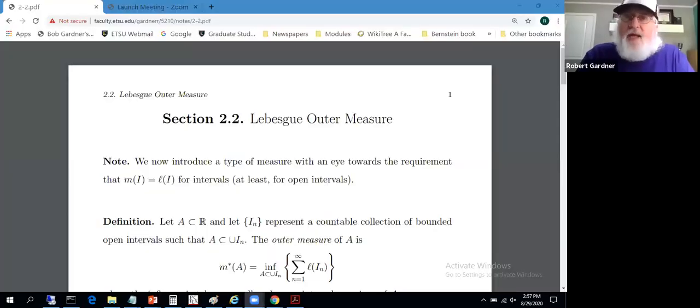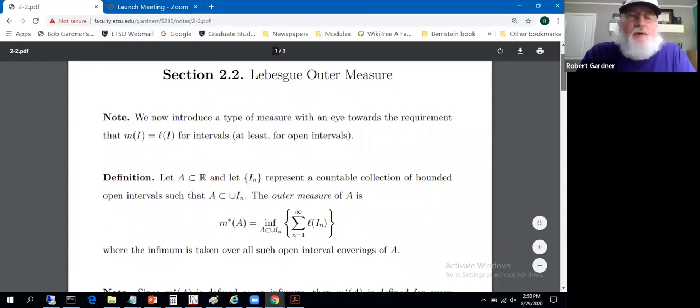We're now ready to take a major step in our development of Lebesgue measure. In section 2.2, we'll define Lebesgue outer measure. Now, this is awfully close to actual Lebesgue measure. It's not precisely Lebesgue measure. What it is, when it's nice, it's Lebesgue measure.